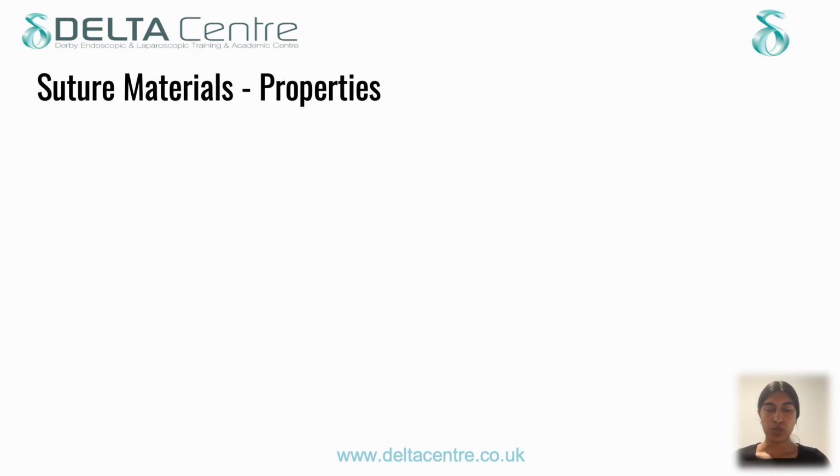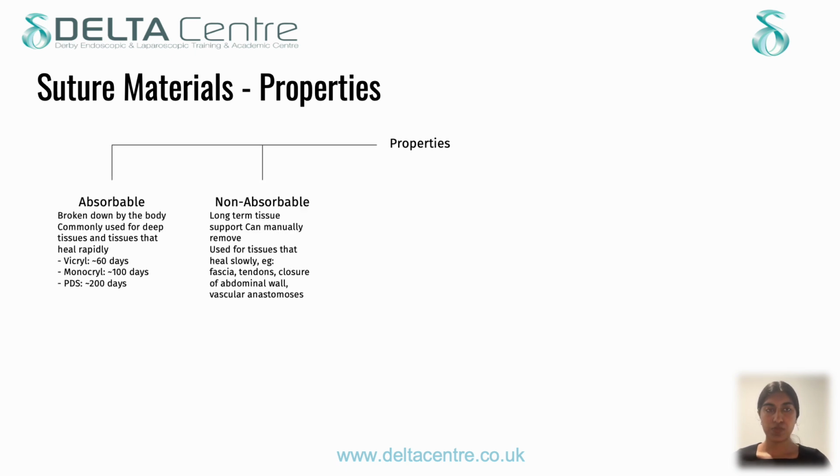And we'll just talk a little bit more about the different properties of the suture materials. So absorbable sutures are broken down by the body. They're commonly used for deep tissues and tissues that heal rapidly. For example, Vicryl lasts around 60 days, Monocryl around 100 days, and PDS around 200 days.